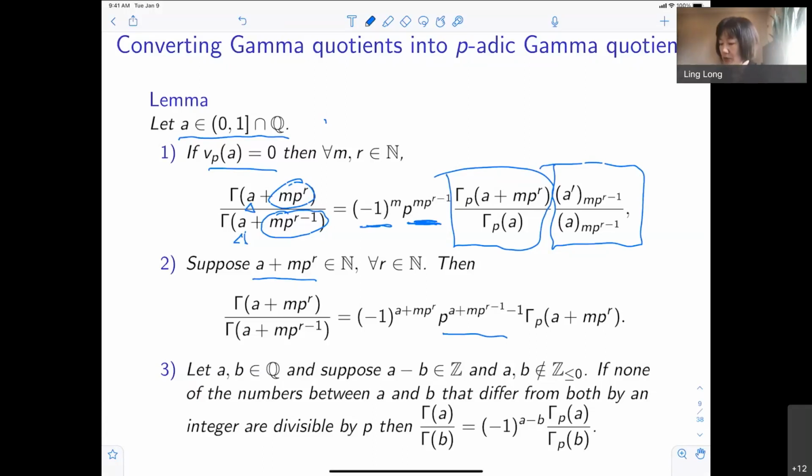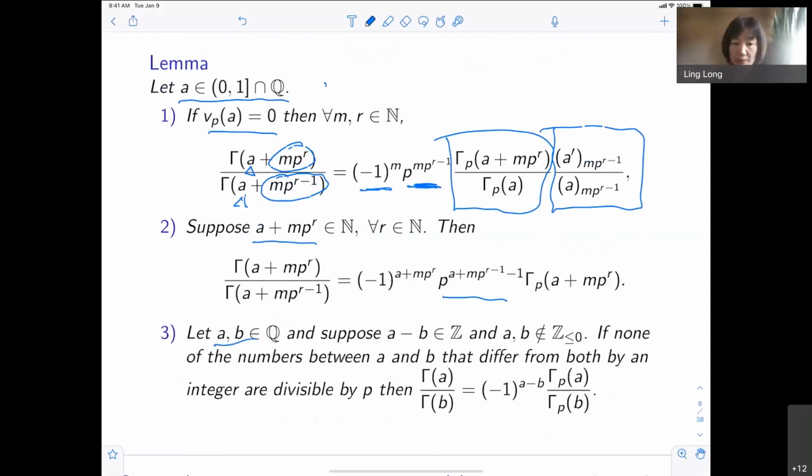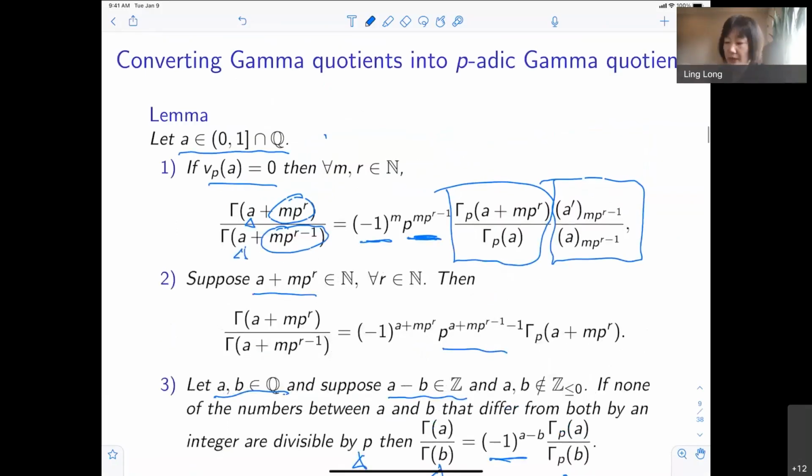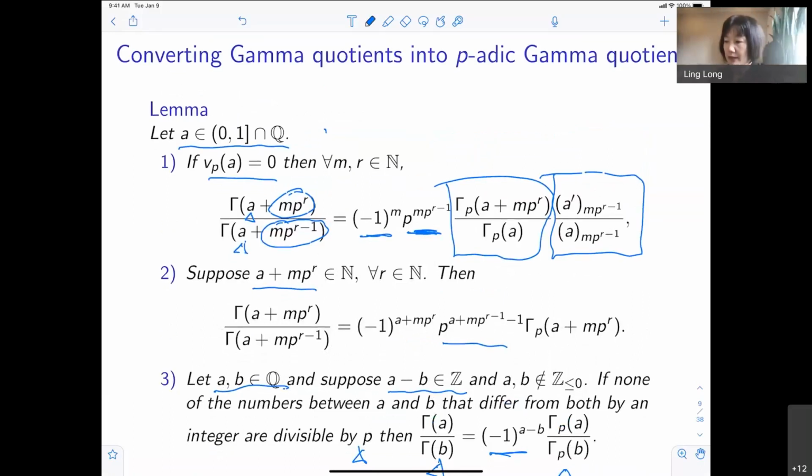What I want to mention is a special case: when A and B are rational numbers, suppose that A minus B is not an integer, which is the primitive case, and none of them is a negative integer. If I go up from A to B, and the numbers between A and B, different from both, include no integer divisible by p, then this formula says I'm converting a gamma fraction, with no p term in the middle, directly into p-adic gamma functions with a sign. So this page tells us there is an explicit way to convert. If I see gamma quotients, I can convert them into p-adic gamma quotients so that we can use the analytic behavior we mentioned on the previous page.